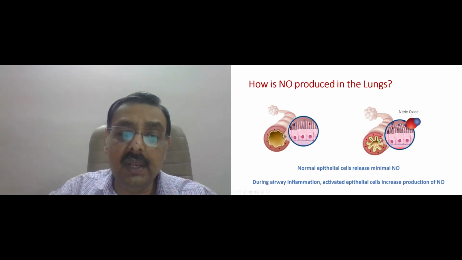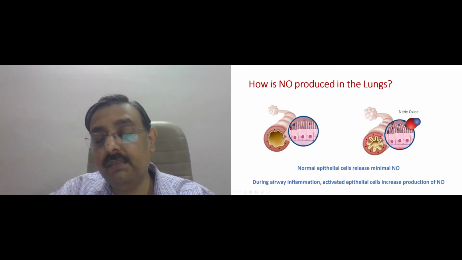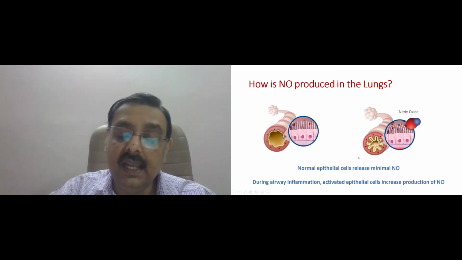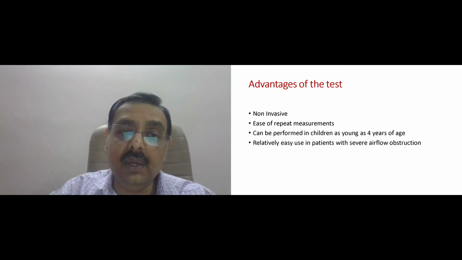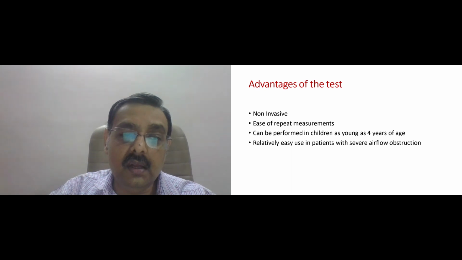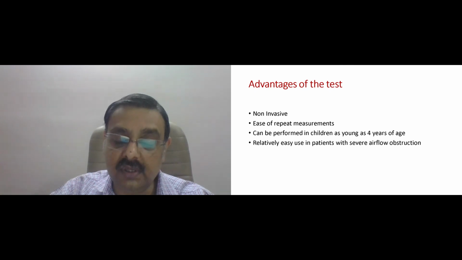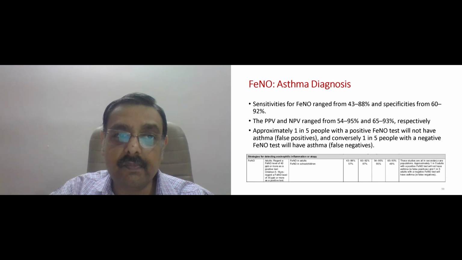So, normal epithelial cells do not release significant amount of nitric oxide, but when there is eosinophilic inflammation, then there is significant amount of nitric oxide which is produced, and that is the basic principle of an FeNO. So, the advantages are that it is a non-invasive test. You can repeat it whenever you want to. It can be performed in children who are as young as 4 years of age. It is relatively easy to do, even in children who have severe airflow obstruction. Right. So the ease of doing the test is a big advantage.